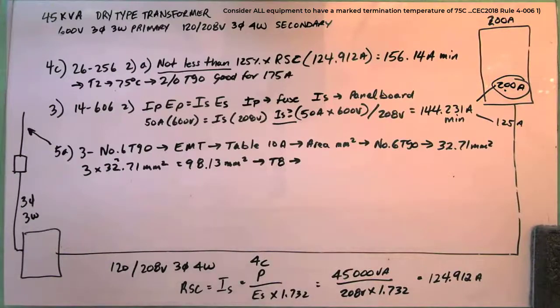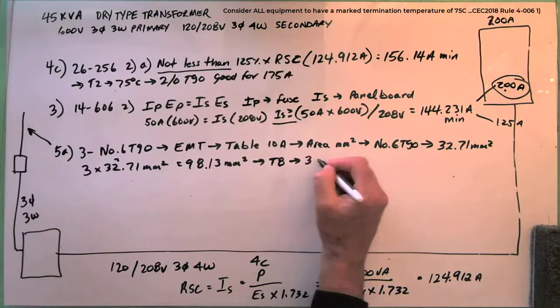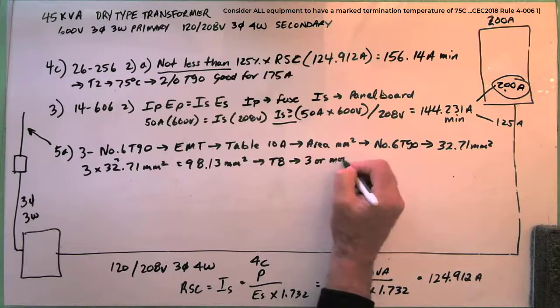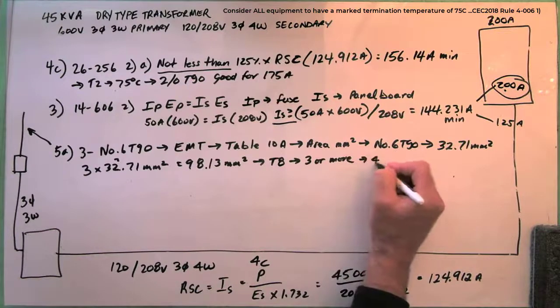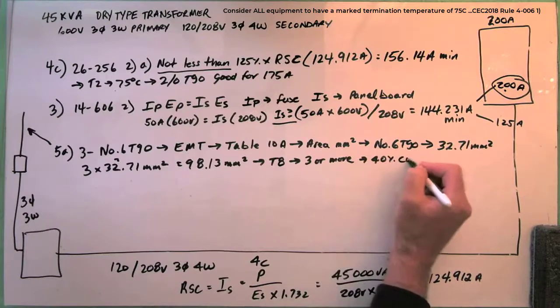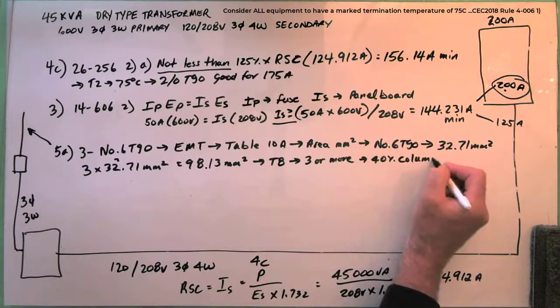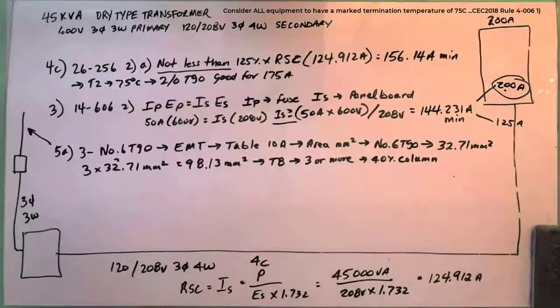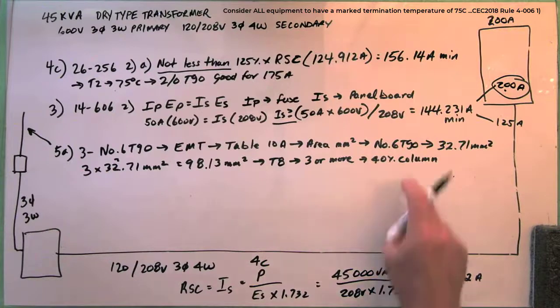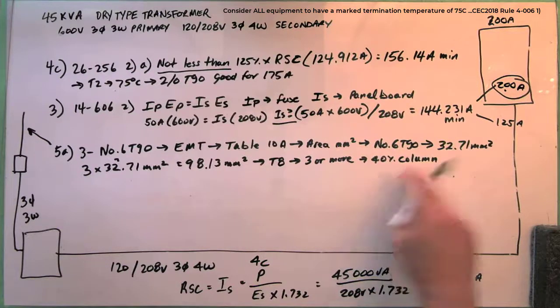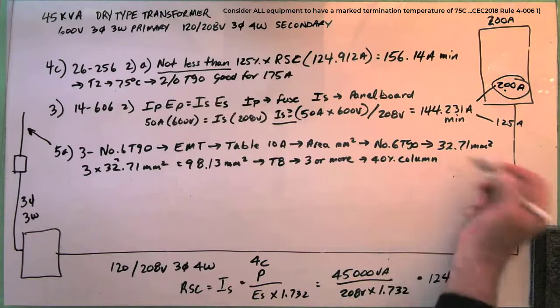Table 8's a waste of time. Table 8 says 3 or more wires, 40% column, right? We always use the 40% column. Every time you size a pipe, 40% column. Don't worry about the other ones that say 1 and 2. Don't worry about the percentages. I get asked all the time. 40% column. Of which table? For EMT.